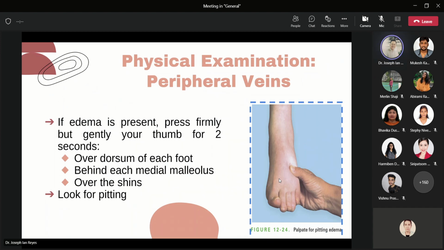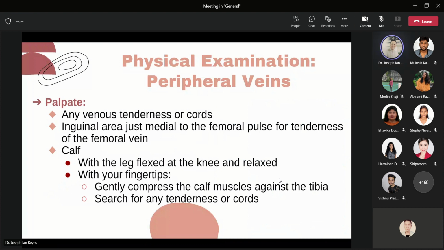Then peripheral veins. So try to check over the dorsum of each foot, behind the medial malleolus, over the shins. Look for pitting, so edema. Palpate for venous tenderness or cords, and the inguinal area just medial to the femoral pulse for tenderness of the femoral vein. So when you do arterial palpation, also palpate the other areas in that part to check for the peripheral veins. Okay.